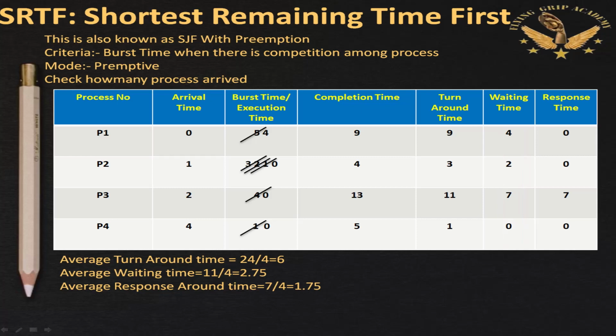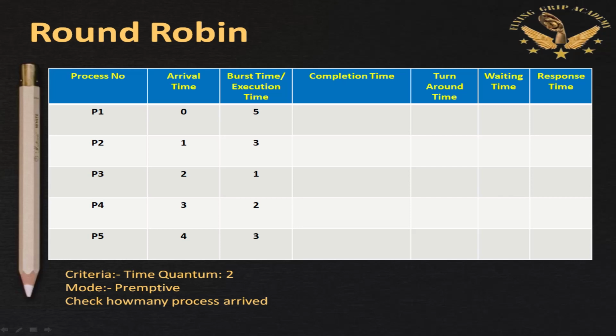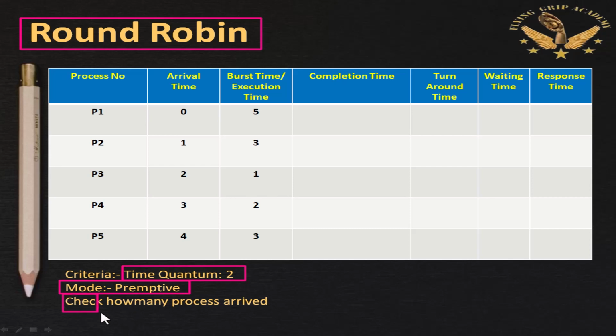The next one is round robin. So this is one of the popular techniques. So here in this round robin, we are going to create a time quantum. In the problem they will be mentioning the time quantum is 2. Its mode is preemptive. So first what we need to check is how many processes have arrived. So here we are going to take two queues, ready queue and running queue. Based upon that we are going to calculate.